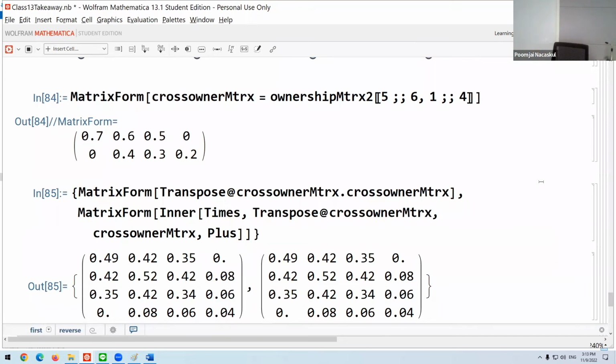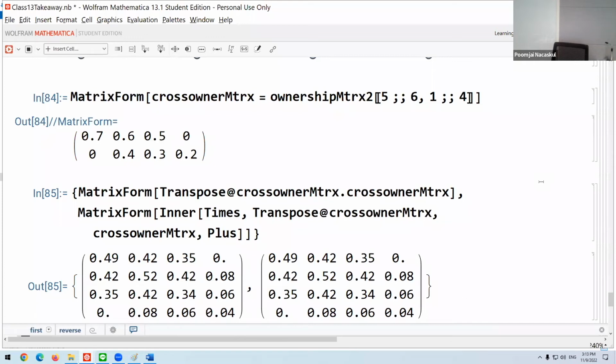For example, look at this guy. Look at my hand. A guy named 5 owns 70% of company 1 and owns 60% of company 2. And there are no other links between 1 and 2. So this is it. If I want to multiply them together, it's 7 times 6 is 42. Now, the middle one, that's irrelevant because that's the same company. So I'm going to remove that diagonal later. But you can see that this is 42.